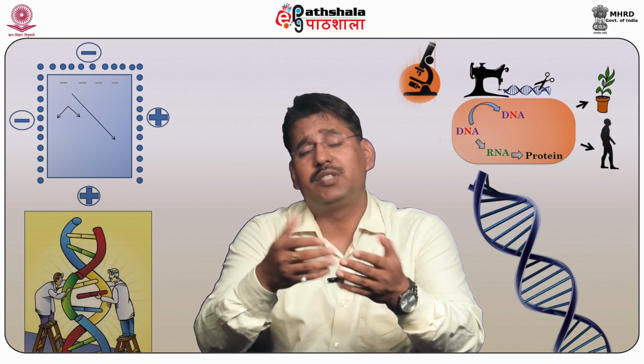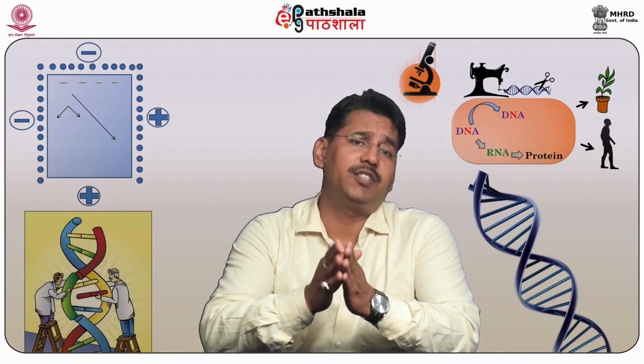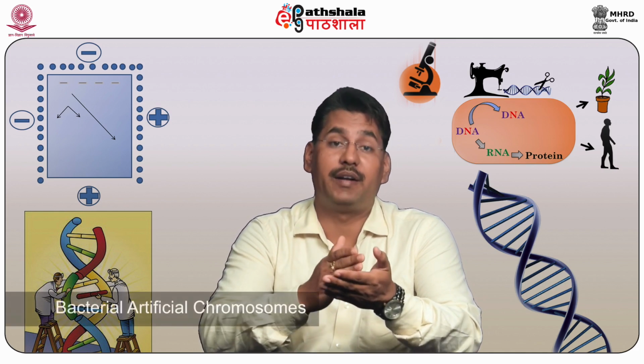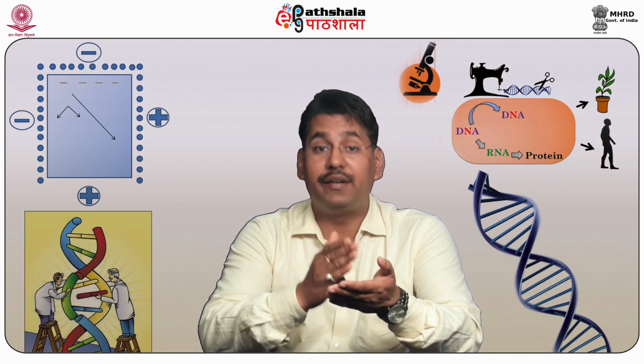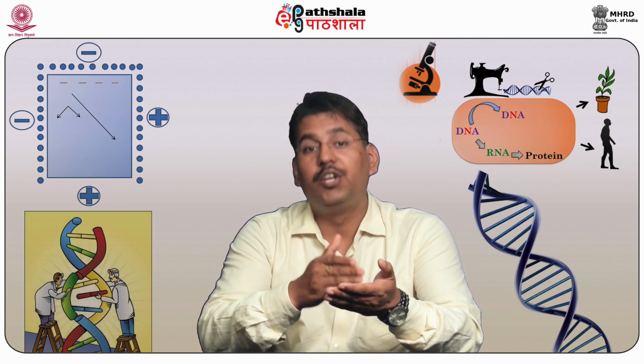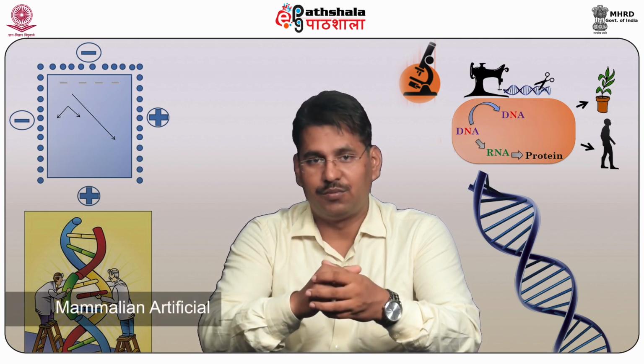Types of artificial chromosomes, when we discuss types, then first comes P1 derived artificial chromosomes, then bacterial artificial chromosomes, binary bacterial artificial chromosomes, yeast artificial chromosomes, human artificial chromosomes, and nowadays mammalian artificial chromosomes.